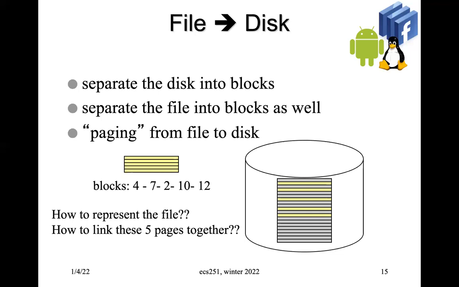So therefore, when I have five blocks of a file, which is 5, 4, 7, 2, 10, 12, it means this is block number 2, this is block number 4, this is block number 7, this is block number 10, this is block number 12. So essentially, I store my file. The first block of this file is actually here, block number 4. And then the second part is block number 7. And then for the third block, I go back to block number 2. And then block number 10, and then block number 12. So I actually have these 5 blocks on my hard disk.